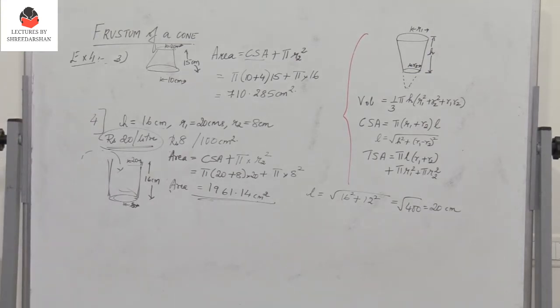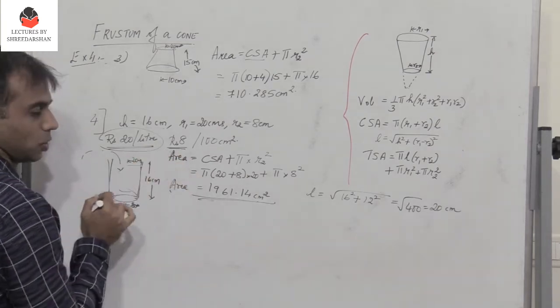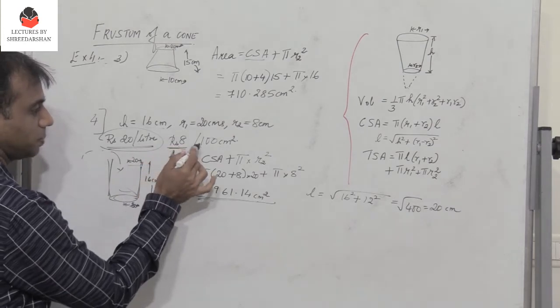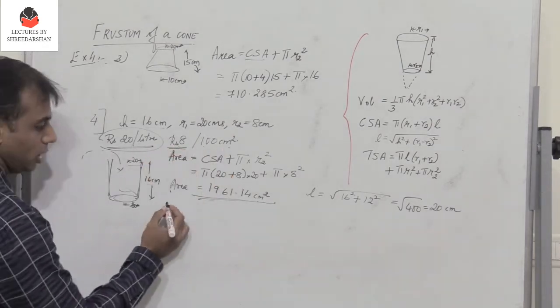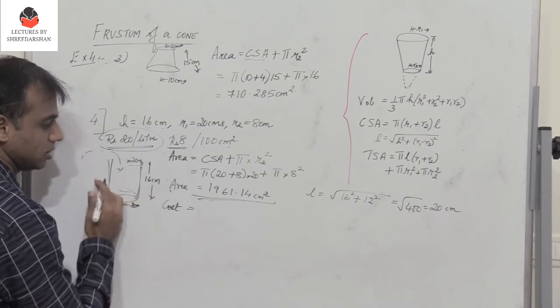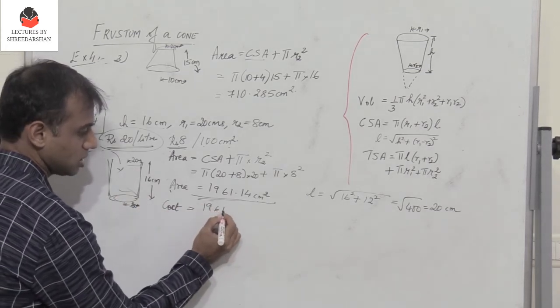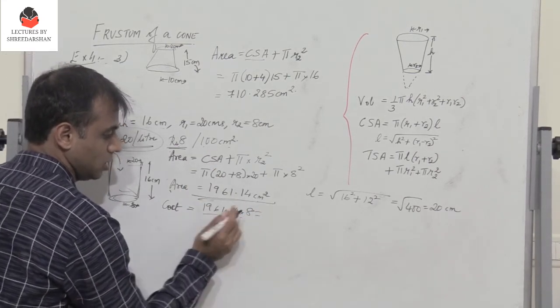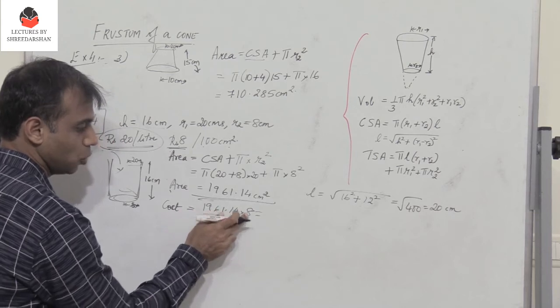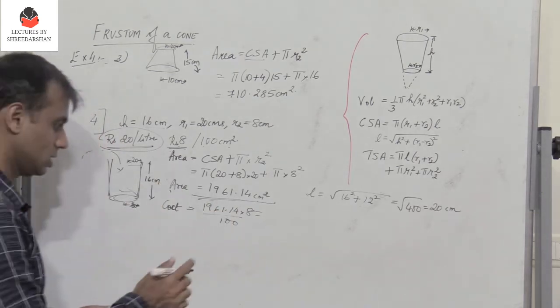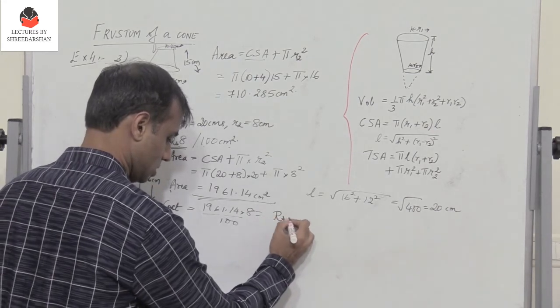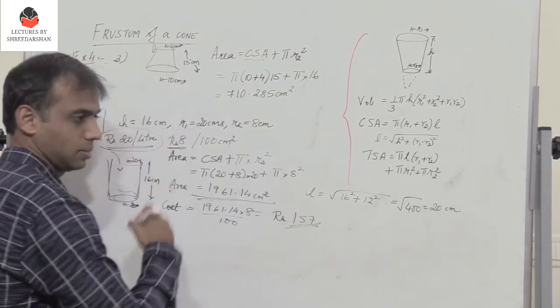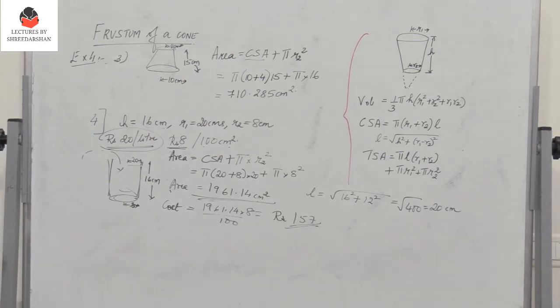So now the question is, the cost of the metal to make this container is 8 per 100. Alright? So the total cost to make this container would be 1961.14 into 8, but it is per 100, so divided by 100. So it's going to be 19.6114 into 8. So what will it give me? It's going to give me approximately rupees 157. Okay, so I need 157 rupees to make this container.